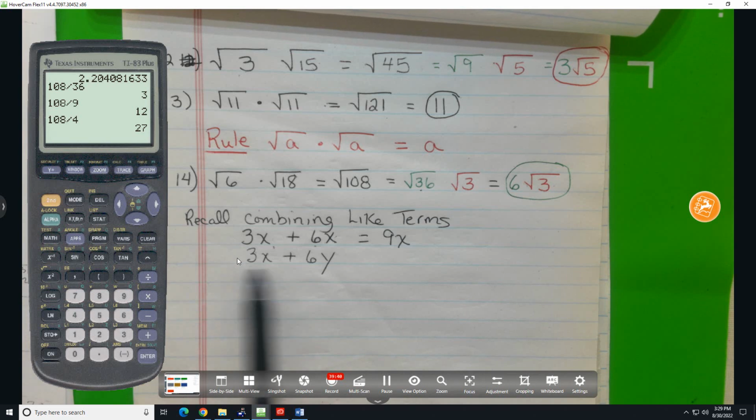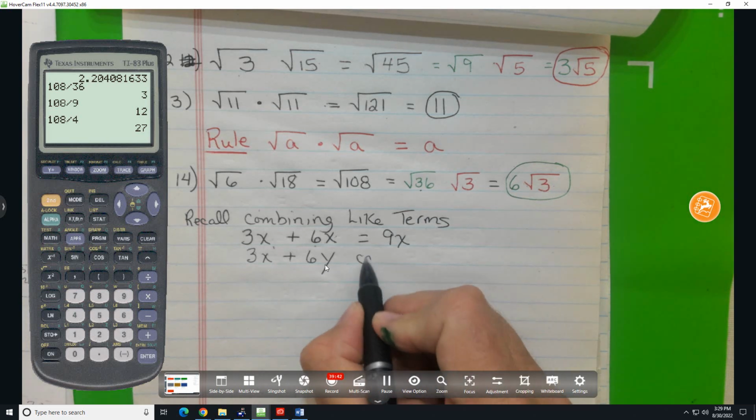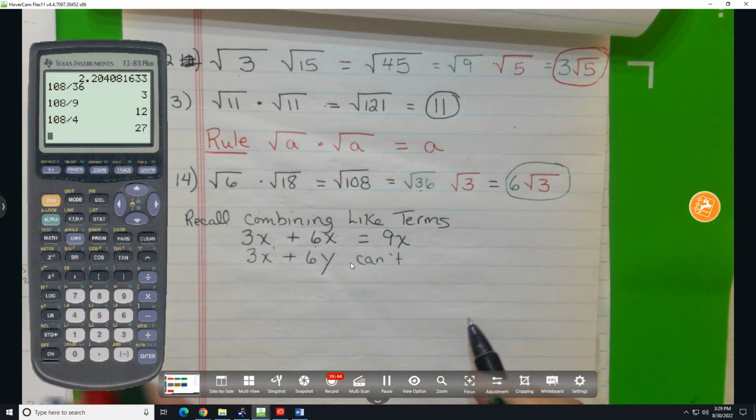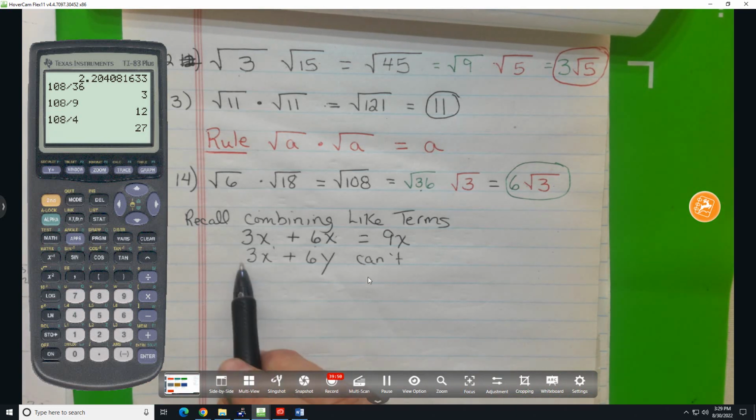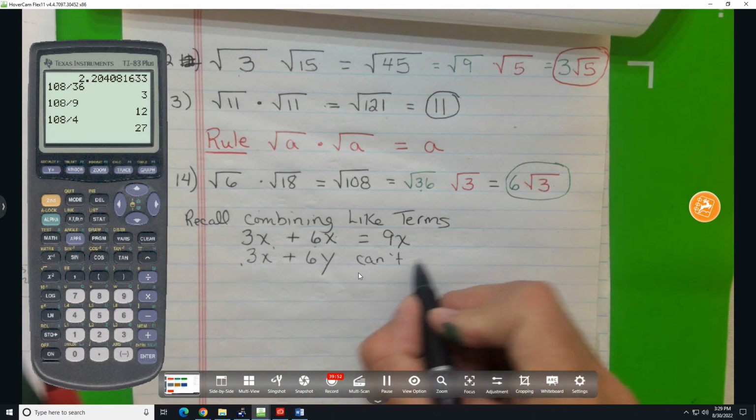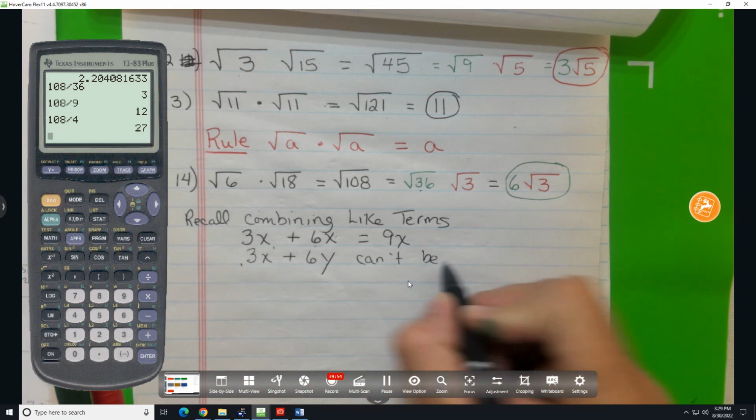But if you had an x and a y, can you combine those? No, okay? 3 cats plus 6 dogs, well, I guess you could say non-animals there. But that's a bad example. Yeah, it is a bad example. 3x plus 6y can't be combined.